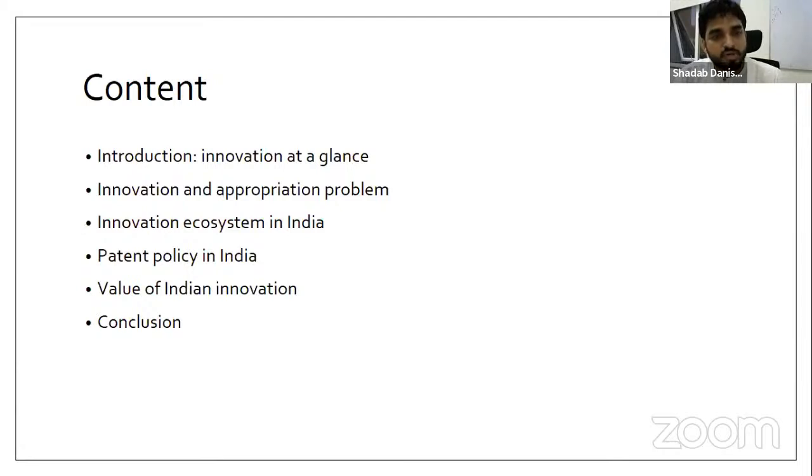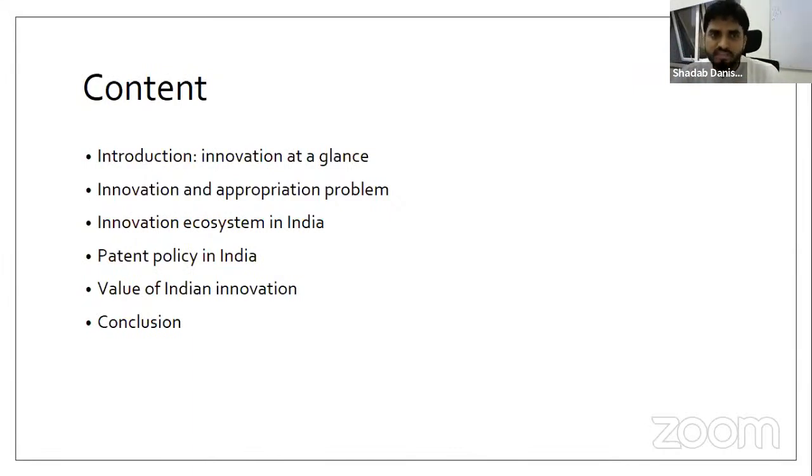The third point which I'm going to discuss is the innovation ecosystem in India. When I say ecosystem, I mean the multiple actors, multiple agents that are interacting: institutions, policies, the government, and different kinds of individuals. They come together and develop an ecosystem.